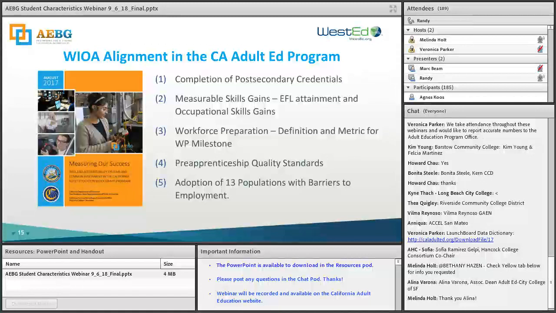Workforce preparation: both the definition of what workforce preparation is and the metric for a workforce preparation milestone that the field asked us to create. We adopted the pre-apprenticeship quality standards, and we adopted the 13 populations with barriers to employment as defined in WIOA.